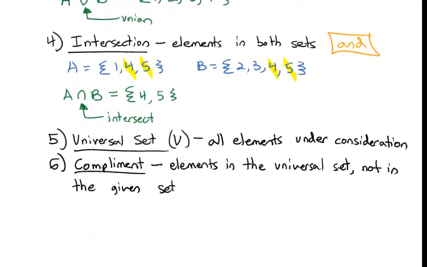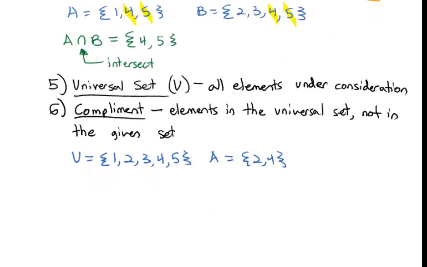So let's say, just for the sake of conversation, the universal set we're working with is the numbers 1 through 5. 1, 2, 3, 4, 5. And another set A is equal to 2, 4. We might be asked to find A complement, or A complement. Now these two symbols here mean complement.